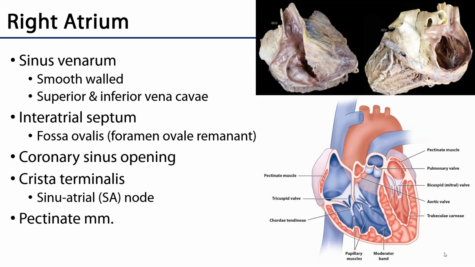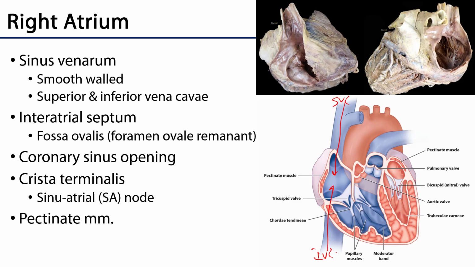So let's start our journey in the right atrium of the heart. Blood returns from systemic circulation, largely via the superior vena cava and the inferior vena cava, to the heart. Also, the vasculature that drains the heart of blood, the cardiac veins, drain largely into the right atrium as well.